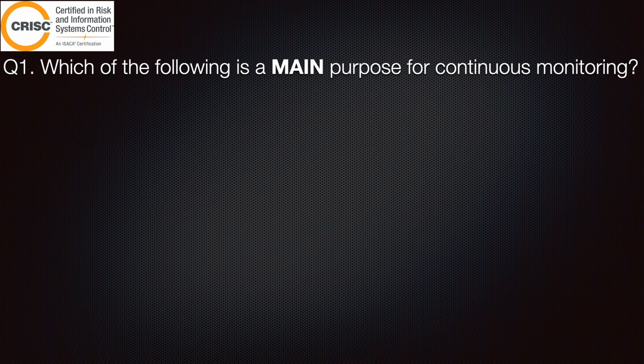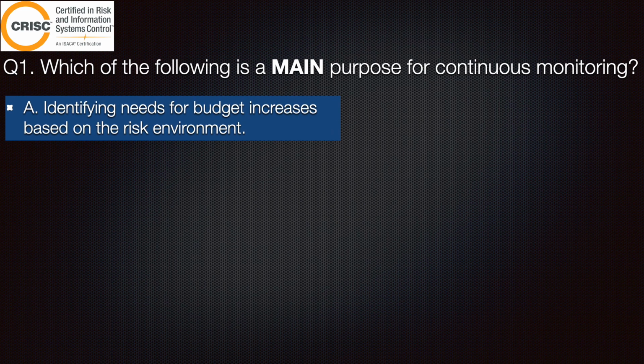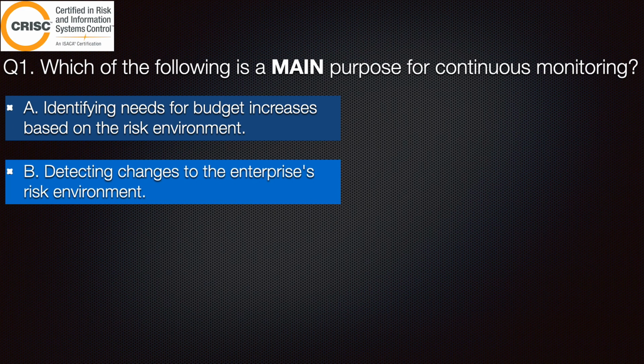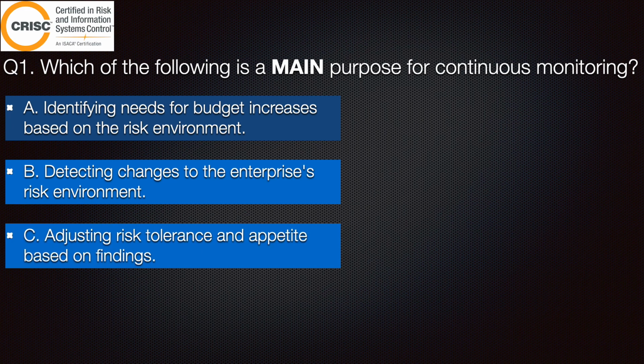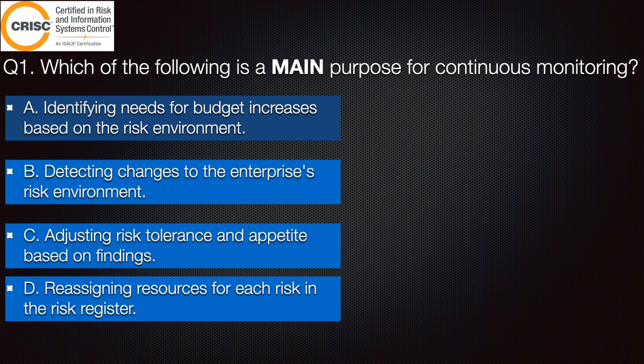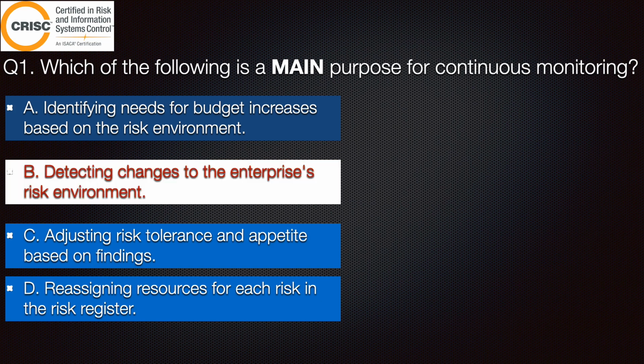Question number 1. Which of the following is the main purpose for continuous monitoring? The options are: option A, identify need for budget increase based on the risk environment; option B, detecting changes to the enterprise risk environment; option C, adjusting risk tolerance and appetite based on findings; and option D, reassigning resources for each risk in the risk register. The correct answer is option B, that is detecting changes to the enterprise risk environment, right?